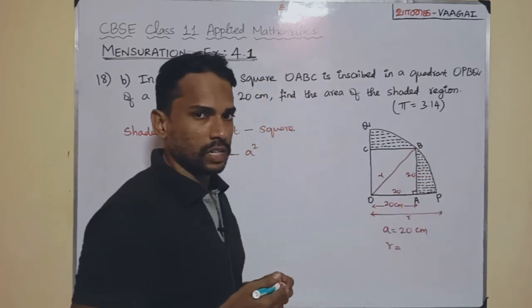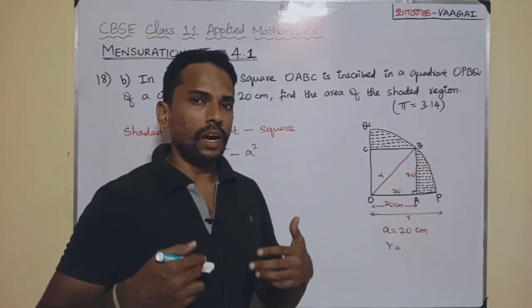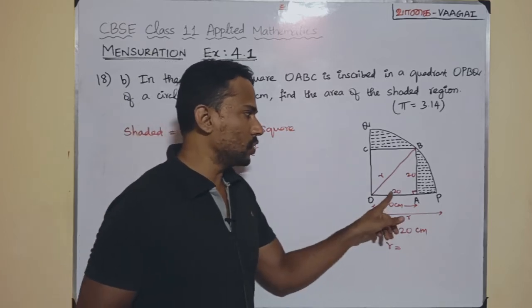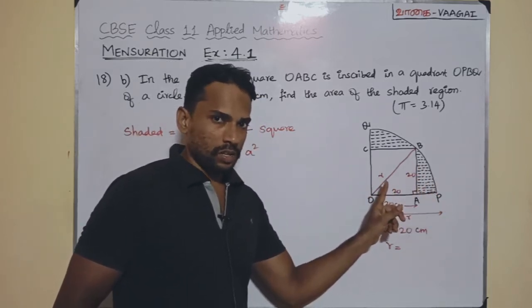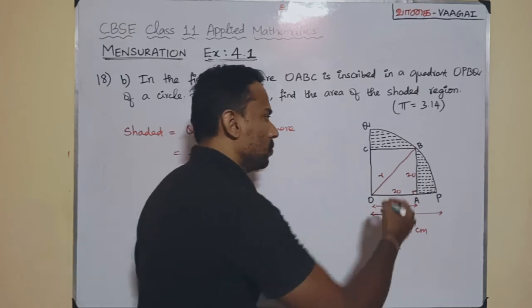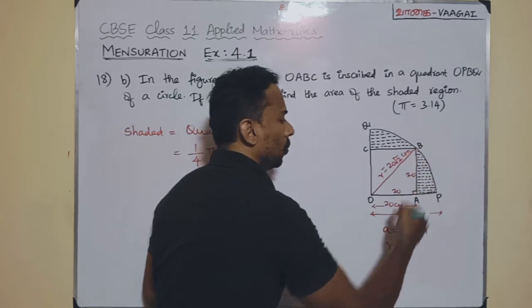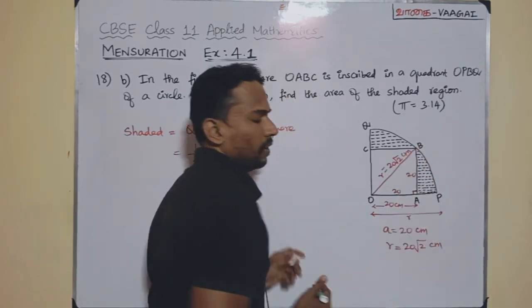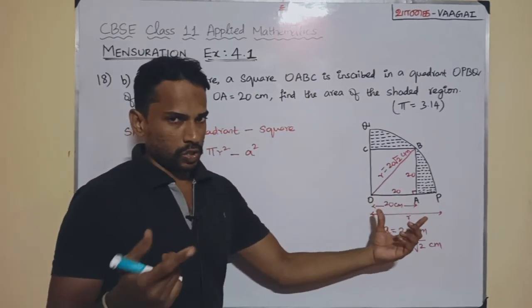So which means this triangle OAB, what you see here, is going to be an isosceles right angle triangle. That means if these two sides are 20 each, then what will be the hypotenuse? That means R. What will be that? Very simple. It's going to be 20 root 2 centimeters. So the radius of the quadrant is going to be 20 root 2 centimeter. Very simple, right? So we know the basic property of a right angled isosceles triangle.